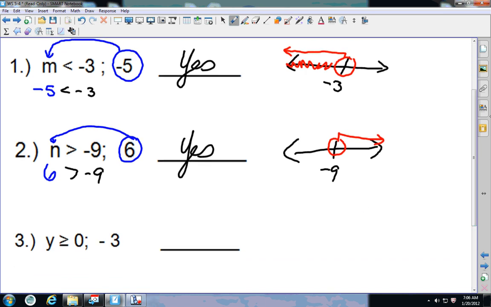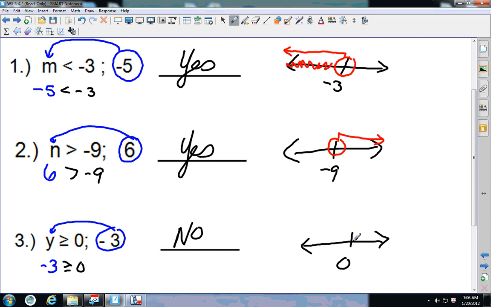The last one on this page, this says y is greater than or equal to 0. So if you substitute negative 3 in there, is that greater than or equal to 0? Well, negative 3 is not greater than 0. That answer is no. And if you go to graph it, I go right here to where 0 is. I am going to put this time a closed circle. It is a closed circle because of that equal to bar right there. Now it's greater than, so I'm going to shade to the right.